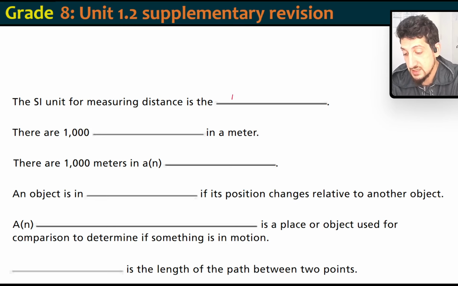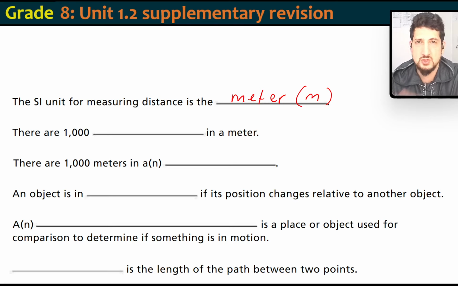And that is obviously the meter. And the symbol for that is simply M. There are 1000 what in a meter? The first thing you need to understand is that you need to read the question twice. So here we go. Meter. 1 meter has 100 centimeters.